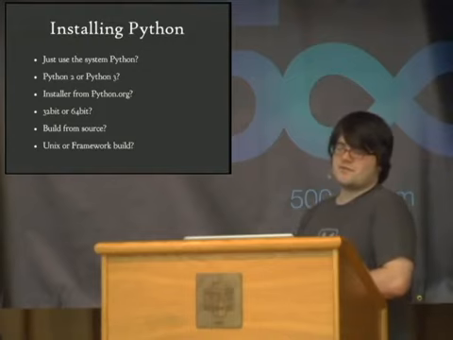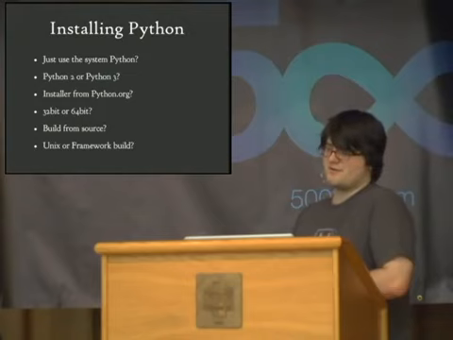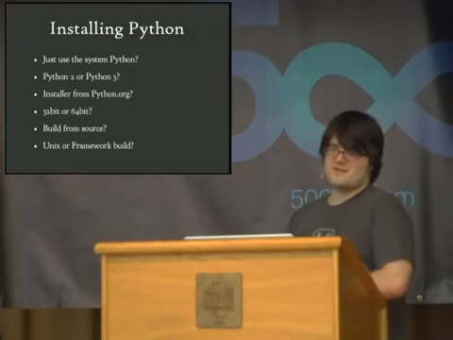If you're building Python on your Mac, you have to choose between a Unix build and a framework build, and there's no documentation on what the difference is between those two. But they can have some pretty serious implications later down the road. So these are all important things that I think really need to be documented. And obviously, there should be one preferable way to do it. And that's not the way it is today.